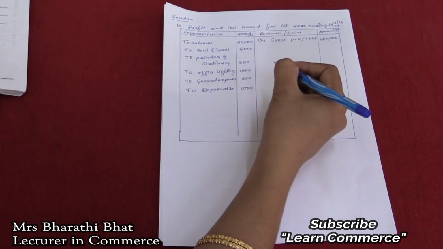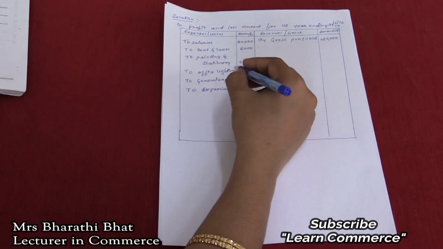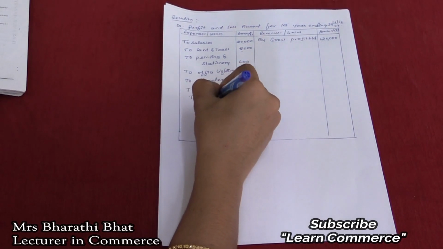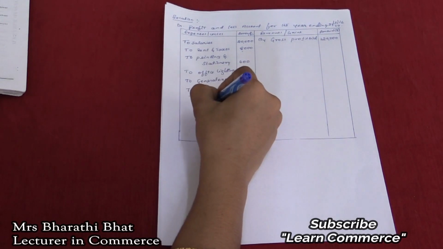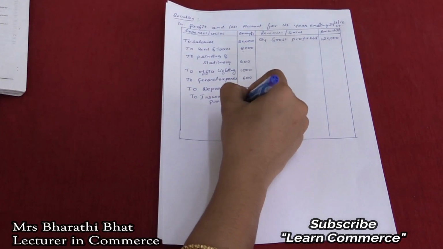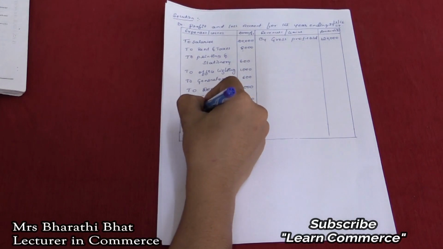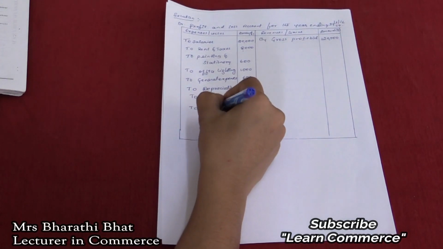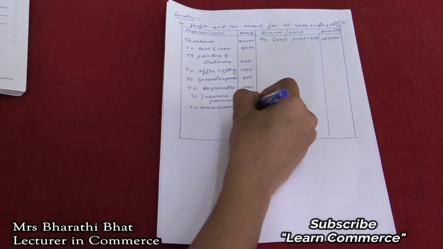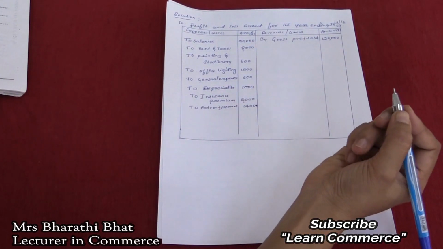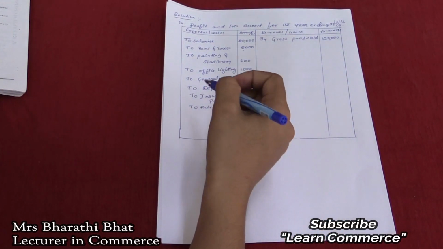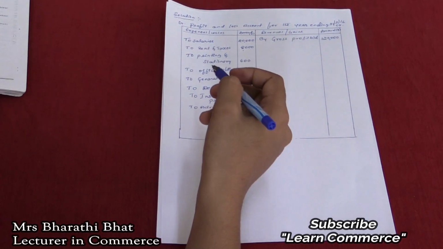1,000. Next, to insurance premium, 2,000. To advertisement, 1,400. Next, we have to check whether we skipped any transactions.